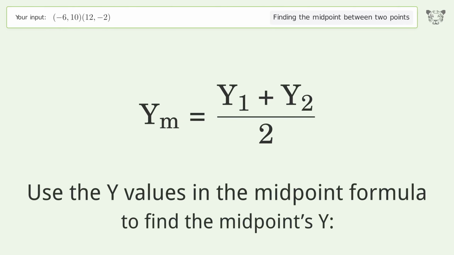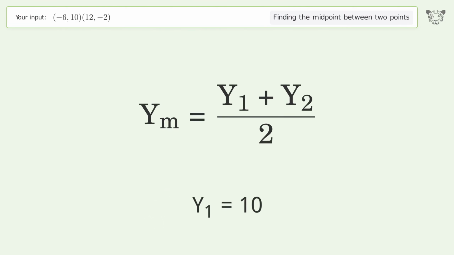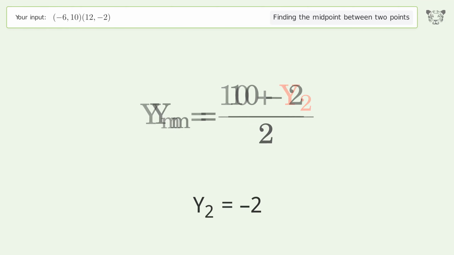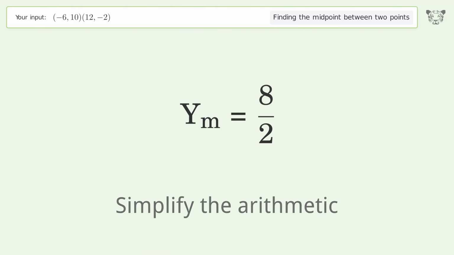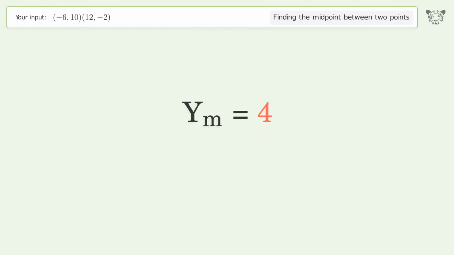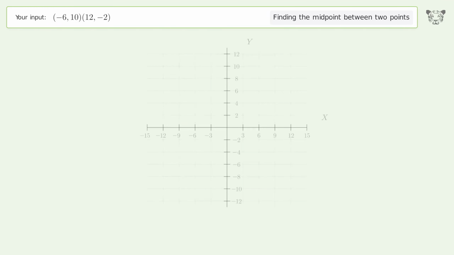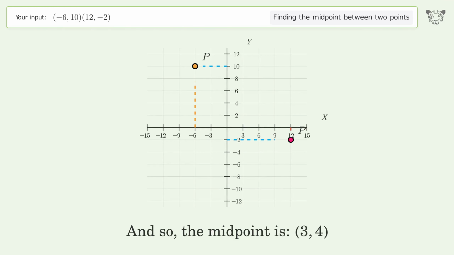Use the y values in the midpoint formula to find the midpoint's y. y1 equals 10. y2 equals -2. Simplify the arithmetic. And so, the midpoint is 3, 4.